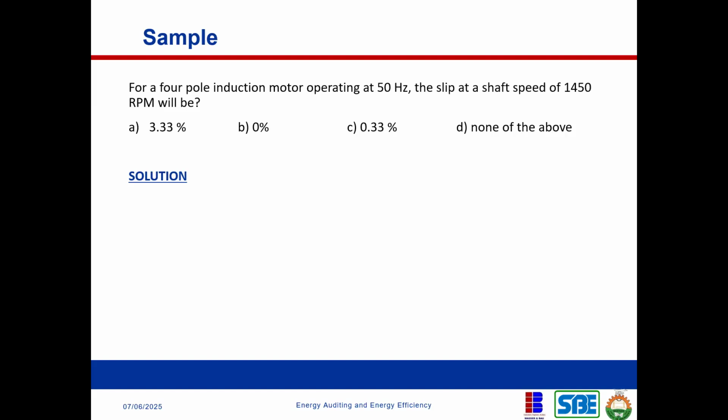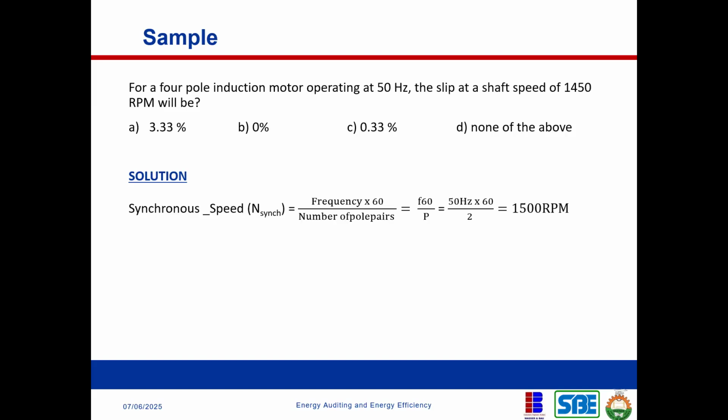So here we have a sample question. For a 4-pole induction motor operating at 50 hertz, the slip at a shaft speed of 1450 RPM will be what? The question again: for a 4-pole induction motor operating at 50 hertz, the slip at the shaft speed of 1450 RPM would be what? So using the formula that I shared with you, right?